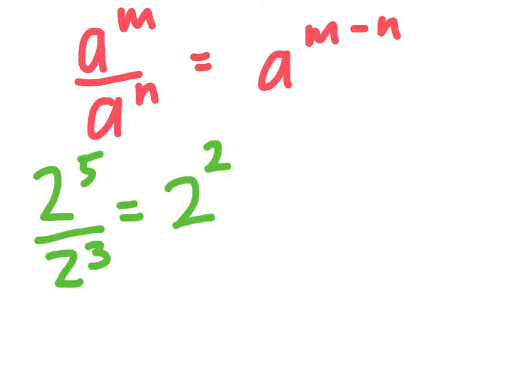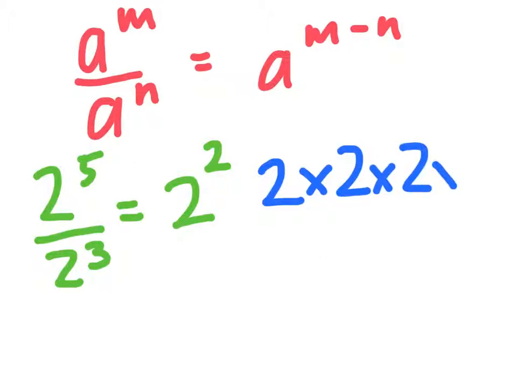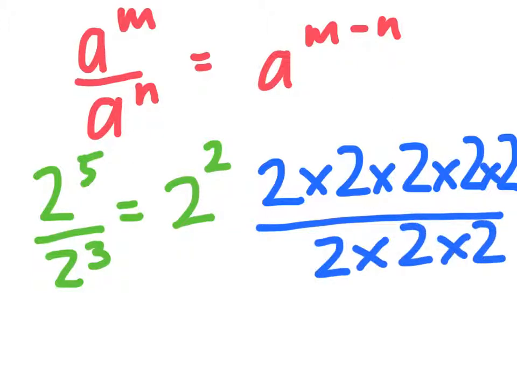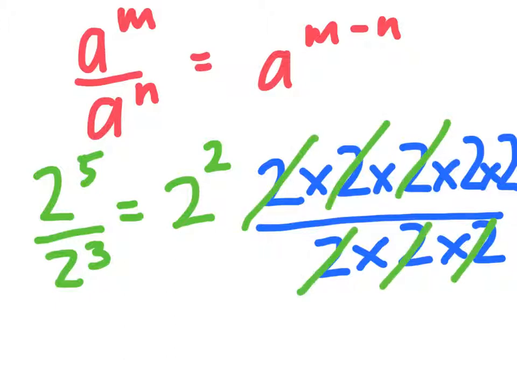So 2 to the power of 5 is 2 multiplied by 2, by 2, by 2, by 2. And 2 to the power of 3 is 2 by 2 by 2. And we can see how these cancel out. So they cancel, and I am left with 2 multiplied by 2, which equals 2 squared.